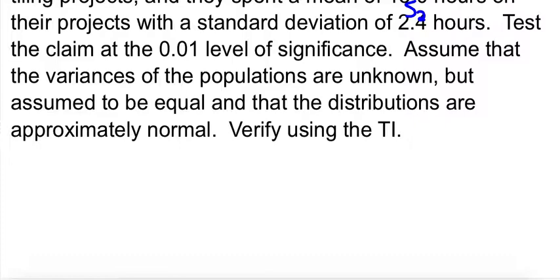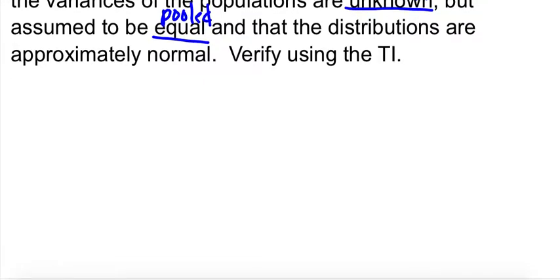So we want to test the claim that these workshops are helping people save time at the 0.01 level of significance. Okay, we don't know the variances, so we're going to have to use a t-test, but we are assuming them to be equal. Okay, so that's pooled. The variances are unknown, standard deviation unknown, so this means we're doing a t-test. Again, we'll do it by hand, then we'll do it on the TI, and then we'll be done.